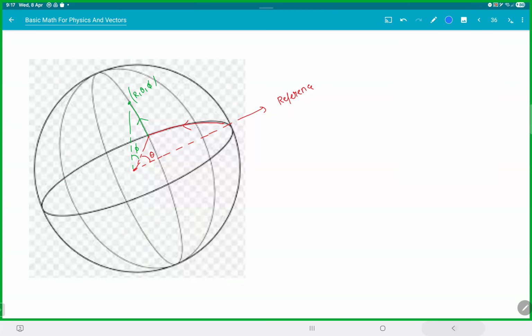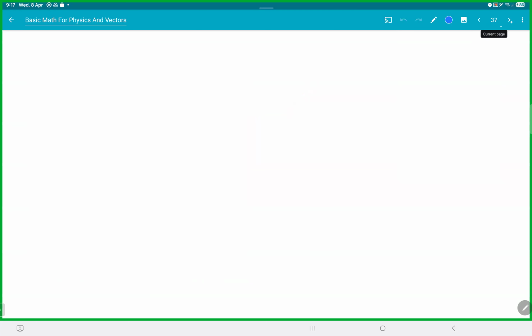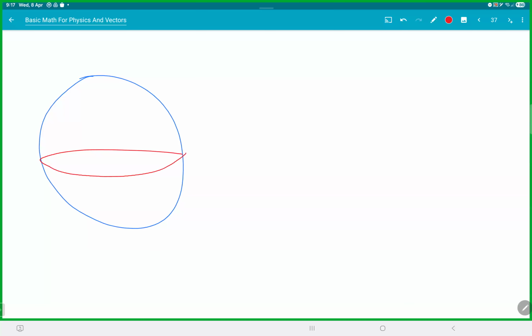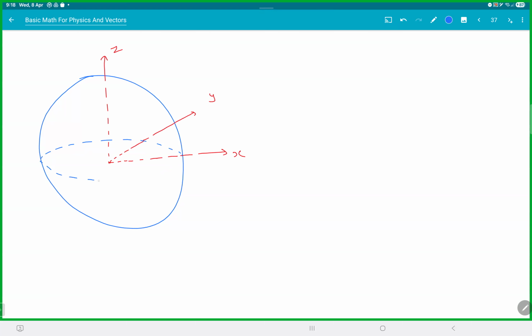Now, what I want you to do: if I give you polar coordinates, can you get me the XYZ coordinates? Let's try to do that. So we have a sphere here. Let's treat this as your x-axis, this as your y-axis, and this as your z-axis. So that's your x, y, z. And let's say there is a point P somewhere here, which is r comma theta comma phi.